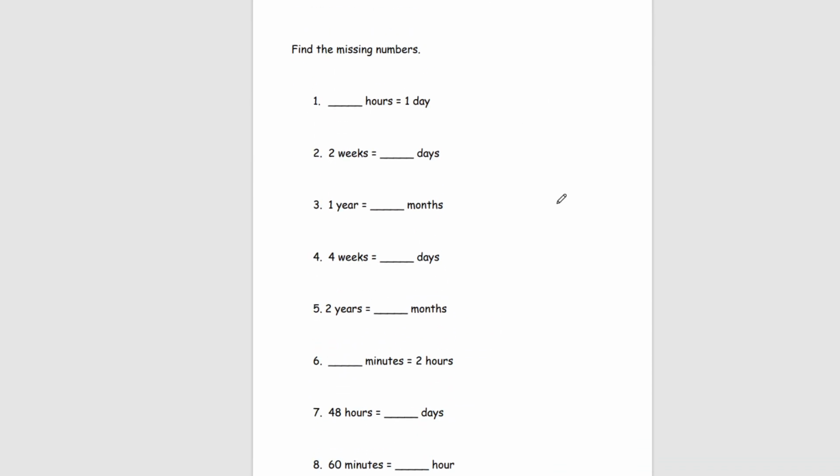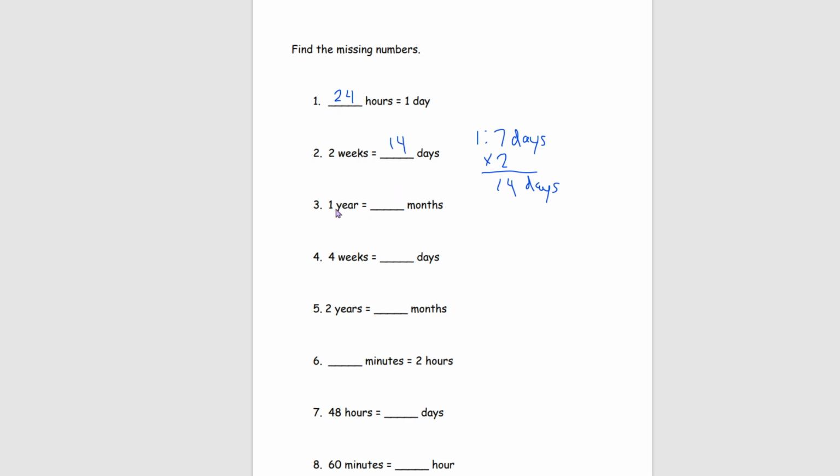For this page, we're finding the missing numbers. For number 1, blank hours is equal to 1 day. We already know 1 day is 24 hours, so we can just fill in 24. And we have 2 weeks equals blank days. We know that 1 week is equal to 7 days. So to get our answer for number 2, we're just going to multiply it by 2. It gets us 14 days in 2 weeks.